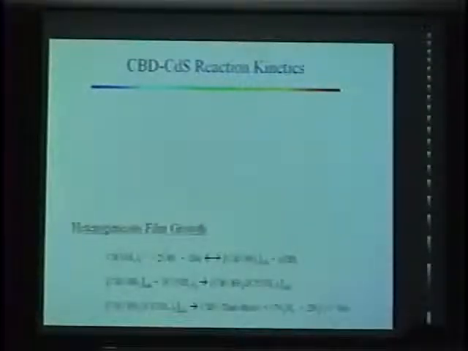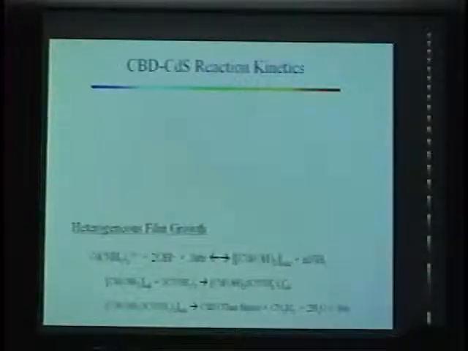Okay. At the same time, you also have another mechanism, which is heterogeneous film growth. And that is more like a CVD process. You have cadmium complexed with ligands, and they go to the surface, where there is some kind of area with hydroxy groups on the surface. You have cadmium hydroxide. Then the sulfur source comes in, and you have this bigger complex molecule that decomposes, and you get your cadmium sulfide thin film, and you have a new site for growth.